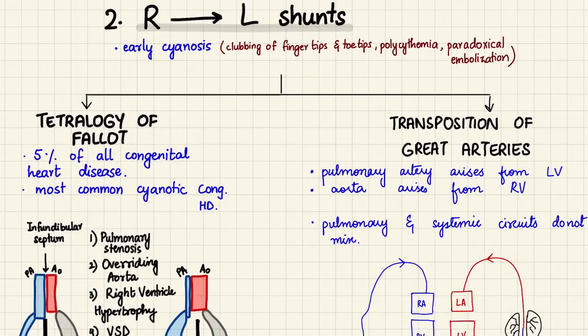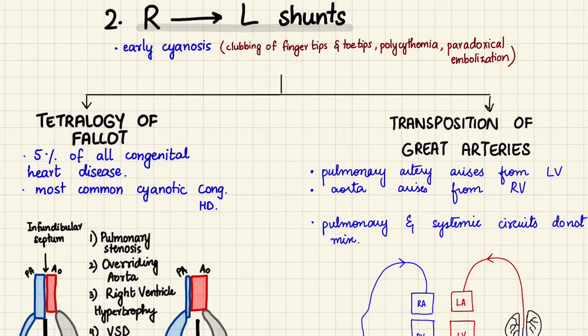Now let's see some right to left shunts. One thing to remember in this case is that the main symptom here will be early cyanosis, and that will be shown by clubbing of fingertips and toe tips, polycythemia because the RBC number will be increased because the body will think that there are not enough RBCs, that's why there is cyanosis, and paradoxical embolization.